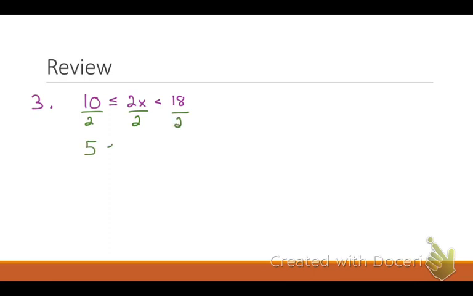So now 5 is less than or equal to x, which is less than 9. What are my boundary values, guys? 5 and 9. Open dot or closed on 5? Closed. And what about 9? Open. Which way do my solutions go? In the middle. They go together in the middle. This is an and statement. No arrows. This means that all the numbers in between, like a 7, would make this true.